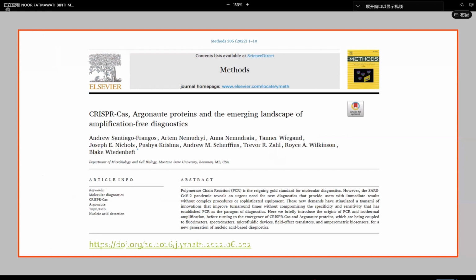Okay, now in this additional reading, you can see the word amplification free diagnostics. So for amplification free, if your detection method involves primers, there should be amplification free and also amplification dependent. So the opposite of amplification free is amplification dependent.